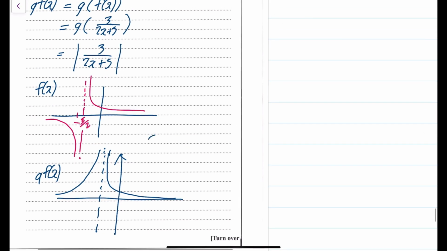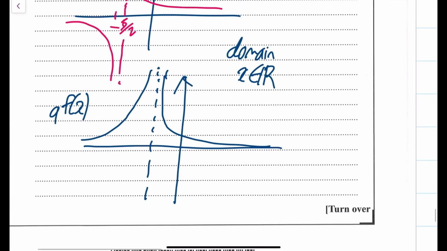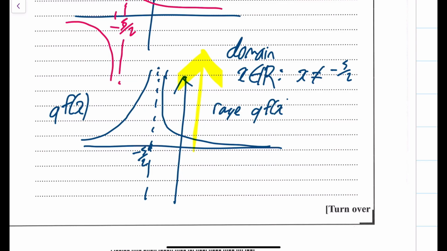So your domain, wherever it exists, was x belonging to the set of reals such that x cannot be equal to minus 5 over 2. And you can see why that is, because there's a discontinuity there. And the range basically is the y values it covers. So it covers everything greater than 0. So your range of g f of x is everything belonging to reals such that it is greater than 0. And that's it.